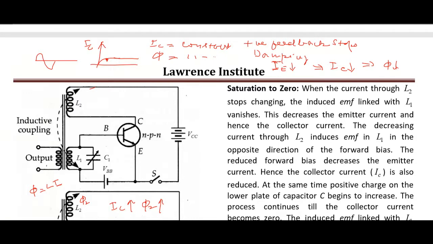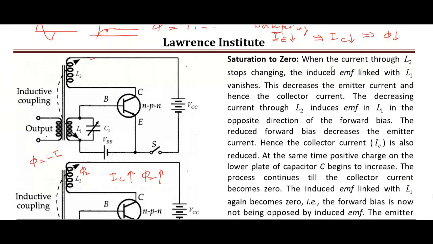In this way, what happens? Amplitude of the output oscillation is always constant. When the current through L2 stops changing, as I have said, the induced EMF linked to L1 vanishes, coupling stops. The decrease in emitter current, IE falls. Here I have written IE falls. Then the collector current also falls.